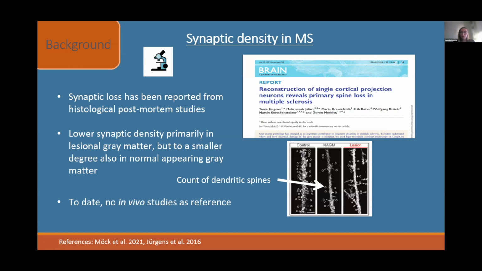And one of the milestones in these histopathological study examinations was a paper by Jürgens et al. And what they did is they practically visualized dendritic spines with Golgi-Cox staining. And here you can see they looked at controls, at normal appearing gray matter and at lesional gray matter, and as well in lesional as also in normal appearing gray matter, they found a reduction of the dendritic spines. That is where the synapses are located. However, what is important for this study now, we don't have any reference in terms of in vivo studies to compare this study with.